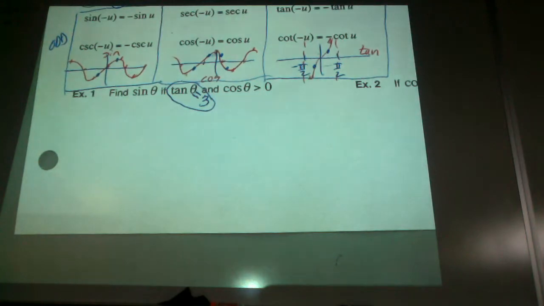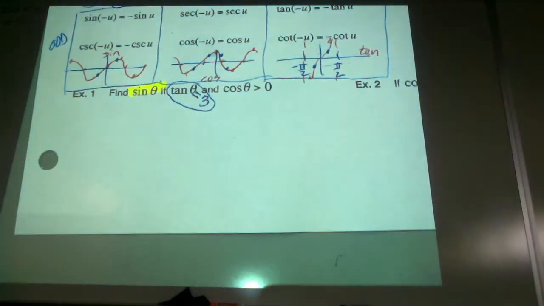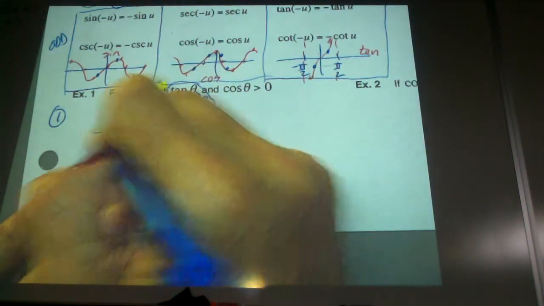So our job is to find the sine of theta, whatever that angle measure is, if the tangent of theta is 3, it's the ratio of the sides, and the cosine of theta is greater than 0. So step 1 is to figure out what quadrant we're even talking about. And we've done this on 2 separate occasions, 2 separate types of problems before. So look at your quadrant.